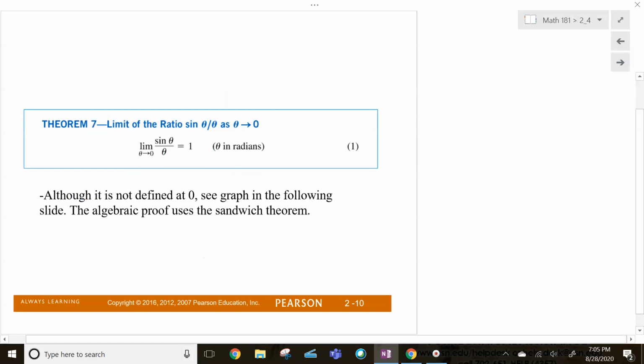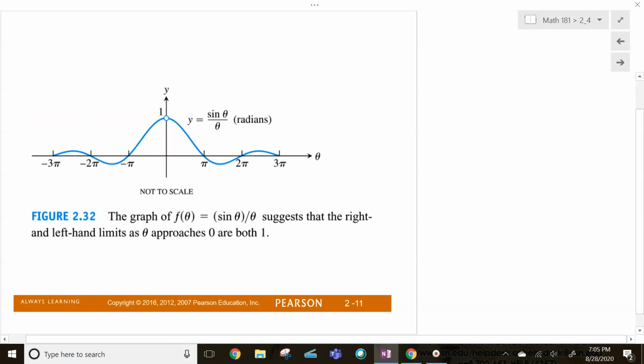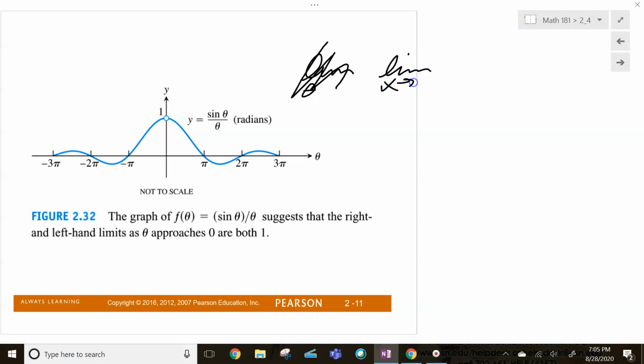Now this function is kind of unique. This sine theta over theta. In fact, let me give you a picture of it. It's right here. So the limit of theta going to 0. Well, you know what? Let me do this with x. A lot of the time you'll see this with x. Everybody seems to love x. Either one of these is 1.